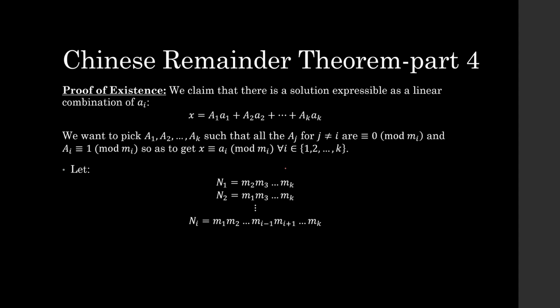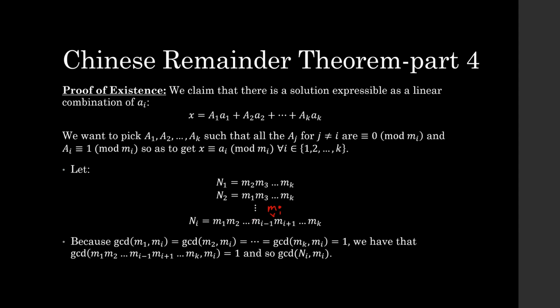First we're going to define these numbers, which we're going to call n's. n1 is going to be just the product of all the moduli except m1, so we're going to have m2 times m3 all the way to mk. n2 is going to be similar: it's just m1 times m3 all the way to mk, so we just removed m2 this time. And we do the same for all of them, so that ni is m1 times m2 all the way to m(i-1) times m(i+1) all the way to mk. Normally we'd have the mi here if we had a full product, but we're just removing that for this ni.